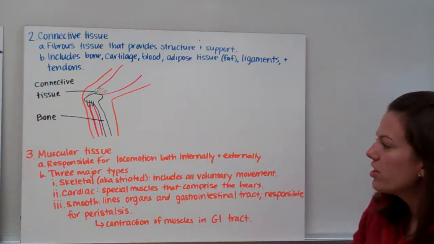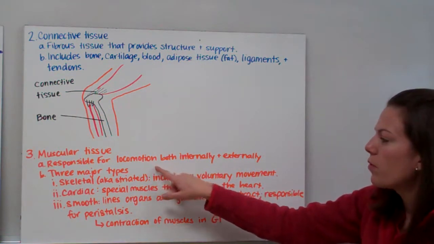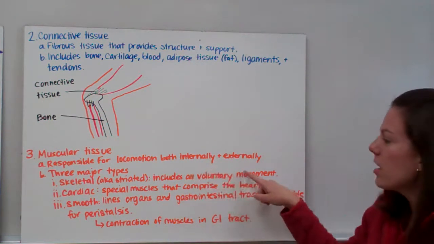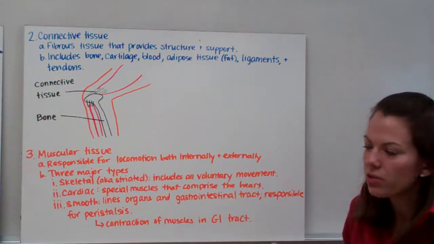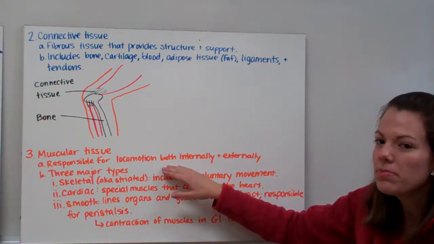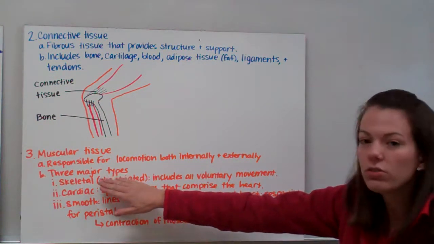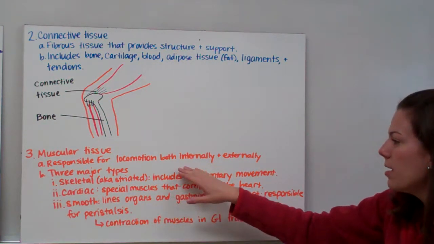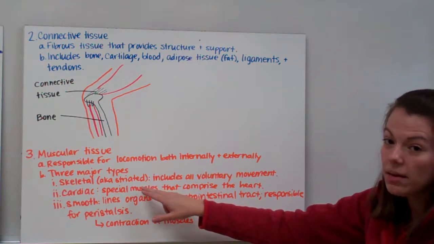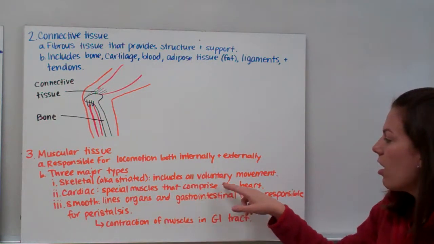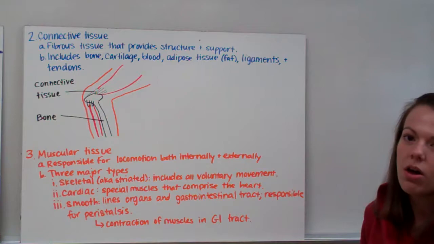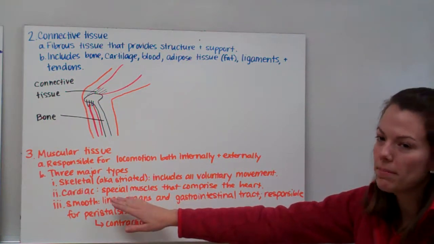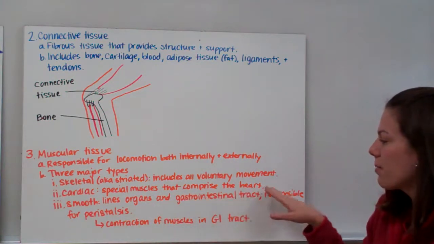Then we have muscular tissue. Muscular tissue is responsible for moving, or the locomotion, both internally, so inside the body, and externally, so moving your body parts around. We have 3 major types of muscular tissue. We have skeletal, cardiac, and smooth muscle. Our skeletal muscle tissue is also known as striated muscle tissue. It includes all the voluntary movement, so all the muscles that you use to move your hands, your eyes, and whatnot. Our cardiac muscle are special muscles that comprise the heart.